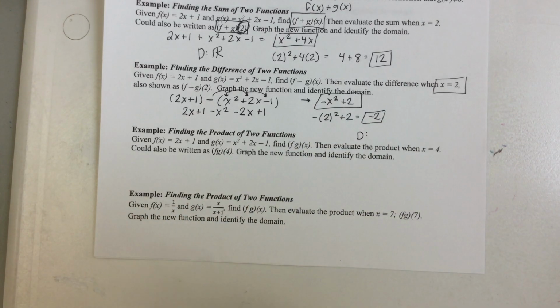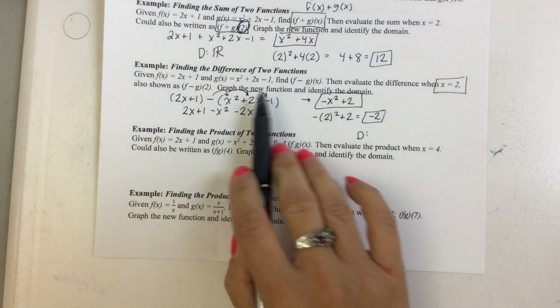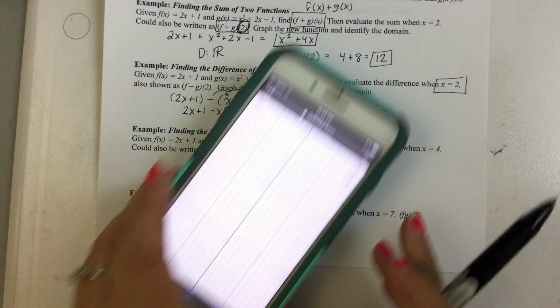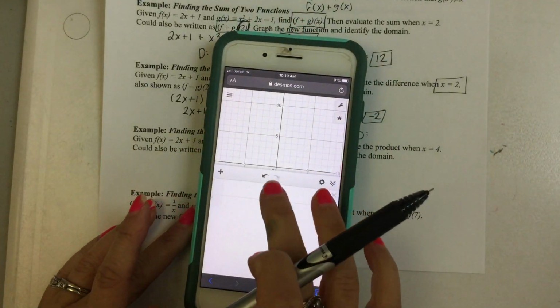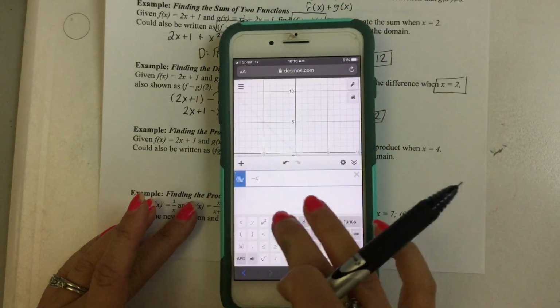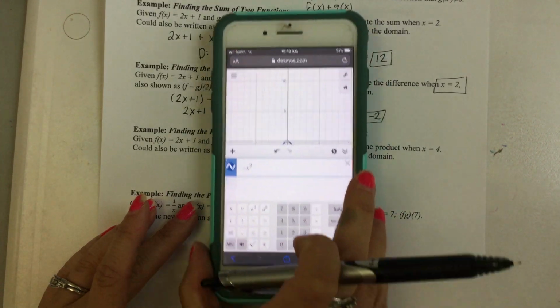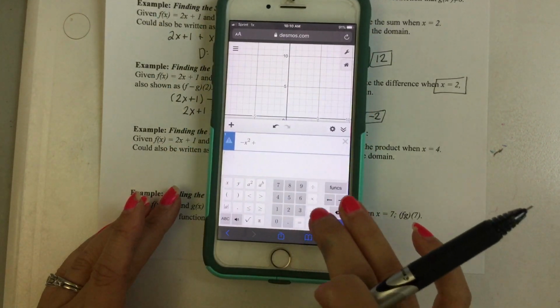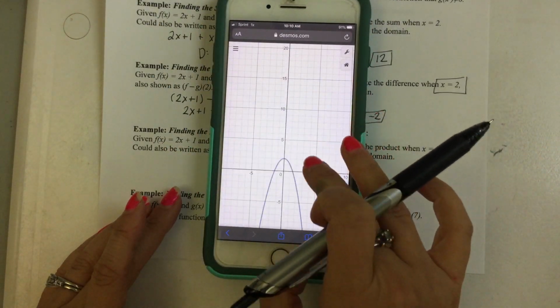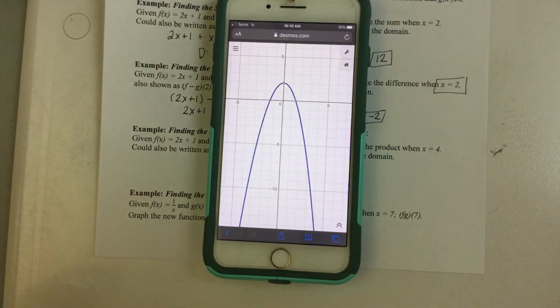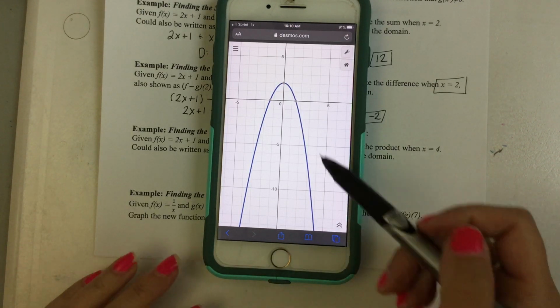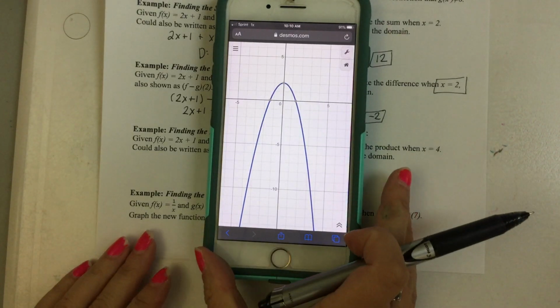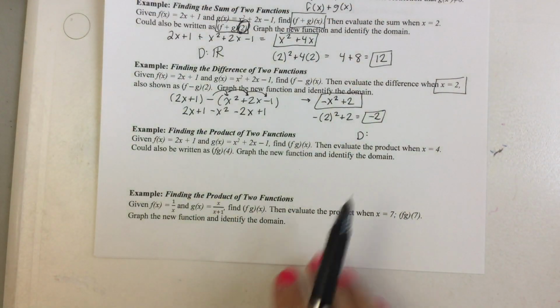Now your domain. That's why they say graph the new function, so you can identify the domain. So I'm going to go ahead and do that. Negative x squared plus 2. Okay, there is my function. Again, it's a quadratic function, so from what we learned in Algebra 1 and Algebra 2, if you have a quadratic function, your domain is always all reals, but graphically now I can see that it does continue to the right, it does continue to the left.